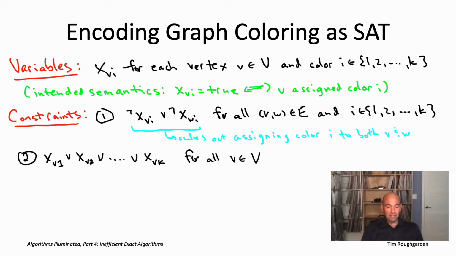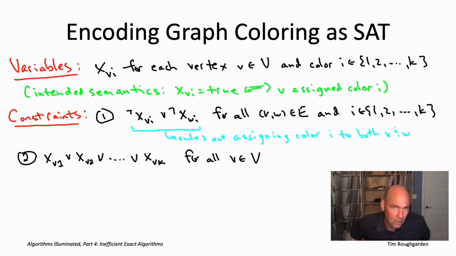So that means if you have anything that satisfies both 1 and 2, then every vertex is going to get a color, or at least one color, and no edge is going to be monochromatic. Every edge will have different colors at its endpoints. It is true that if you use only these two families of constraints, it does leave open the possibility of a truth assignment that assigns more than one color to a vertex. That is not ruled out.